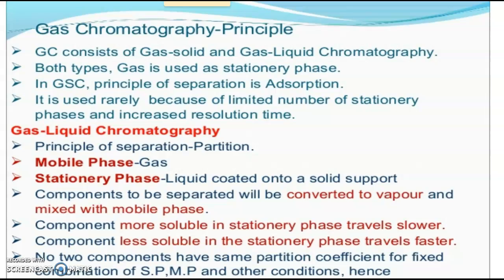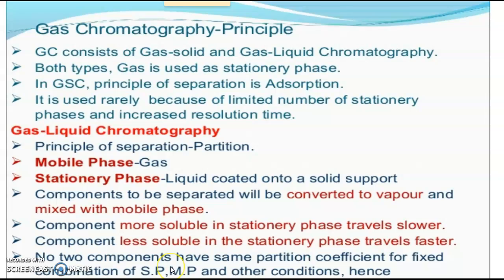Next one is gas-liquid chromatography. The principle of separation in GLC is the partition method. Here the mobile phase is in gaseous state. The stationary phase is liquid coated onto a solid support. Components to be separated will be converted to vapor and mixed with the mobile phase. A component more soluble in the stationary phase travels slower, that is, eluted last. A component less soluble in the stationary phase travels faster, that is, eluted first.